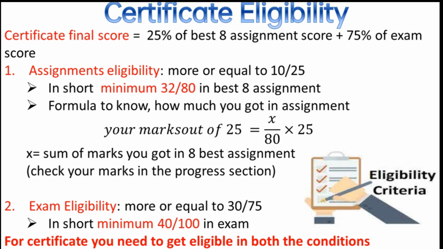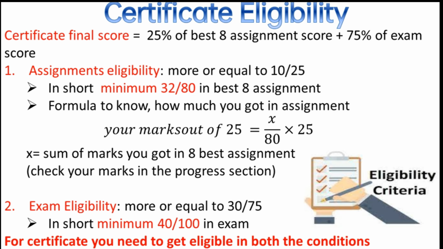So see the top 8 assignments out of 12 and do the sum of them. And if it is more than 32, congratulations, you have passed one eligibility, that of assignments. And to know exactly how much you got out of 25%, 25% will be counted from the assignment score, right? And the eligibility is you have to get more than 10 out of that 25%, right? More than 10% should be there out of 25%.